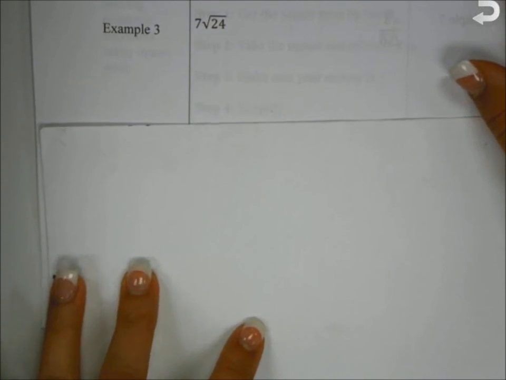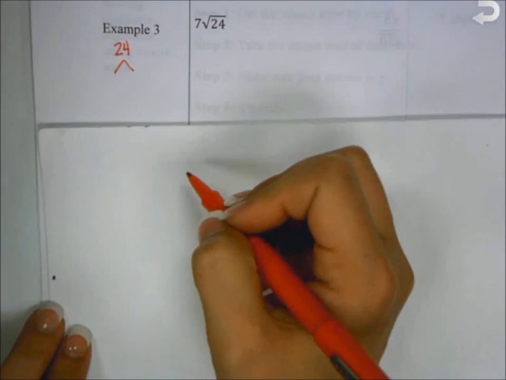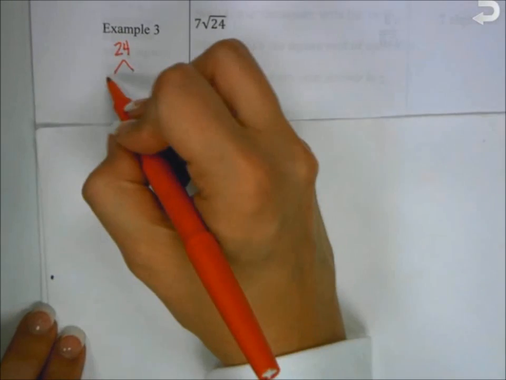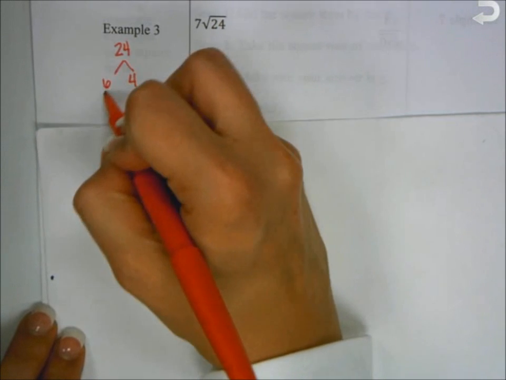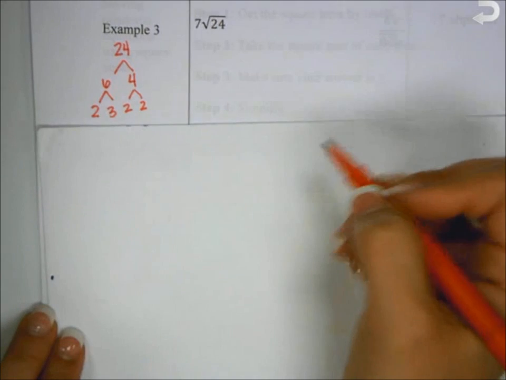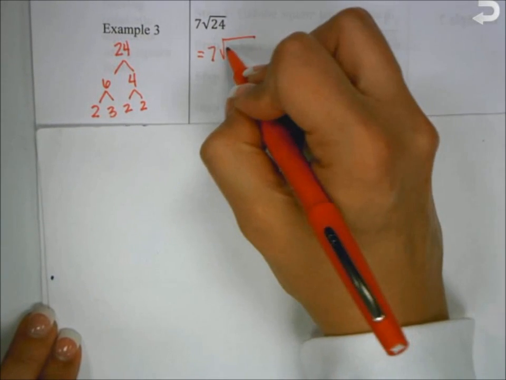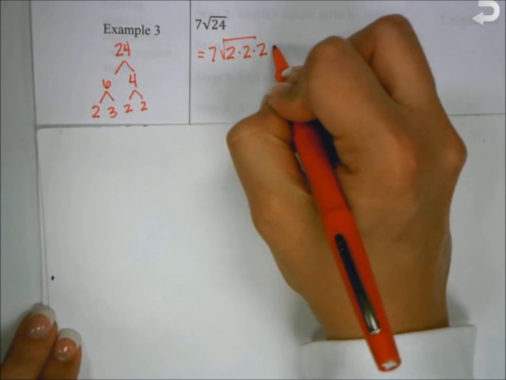Okay, now we have a number on the outside. Do you think that's going to affect anything, though? Not really. Let's factor out 24. Factors of 24: 6 and 4, 2 and 3, and 2 and 2. So let's rewrite it first. 7 root 2 times 2 times 2 times 3.